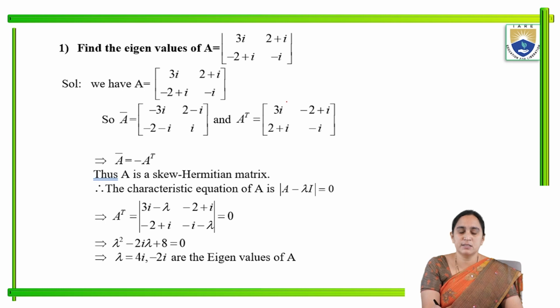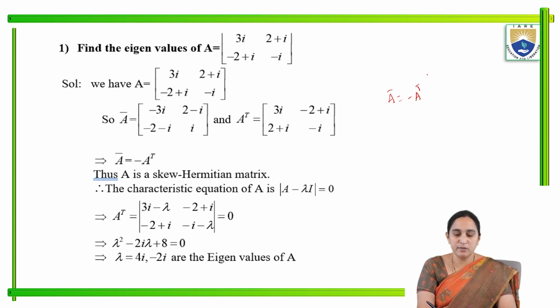The skew Hermitian matrix formula is A bar is equal to minus A transpose. Before finding the eigenvalues, first I have to verify whether it is Hermitian or skew Hermitian, with the formula A bar is equal to minus A transpose. The given matrix is A is equal to [3i, 2 plus i; minus 2 plus i, minus i].